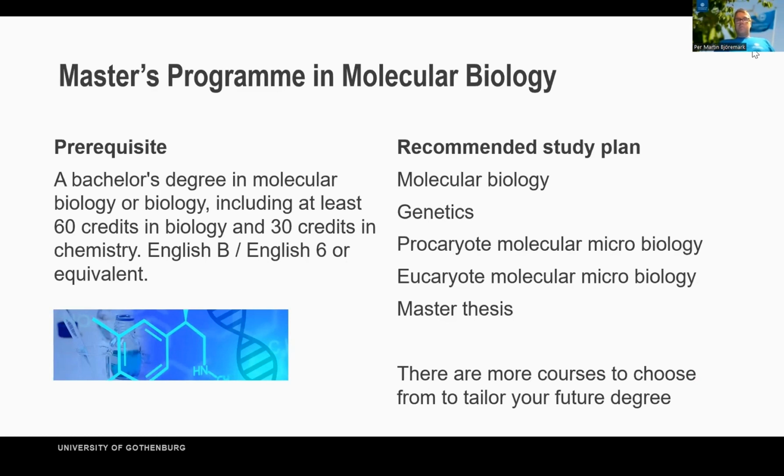In this program, you start the year with courses in molecular biology, genetics, prokaryote and eukaryote molecular microbiology, and you finish up with a master thesis that could be either 30 or 45 or 60 credits. That's half a year up to 1 year. If you'd like to change courses, it's possible if you contact the study counselor once you have started or before you start.